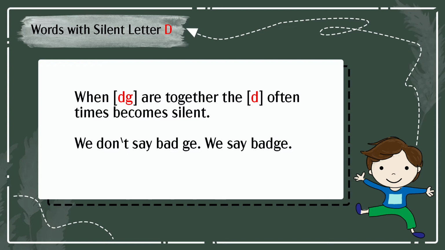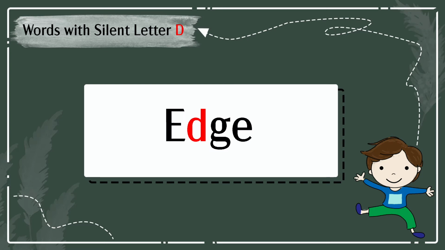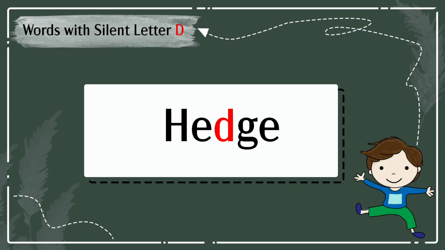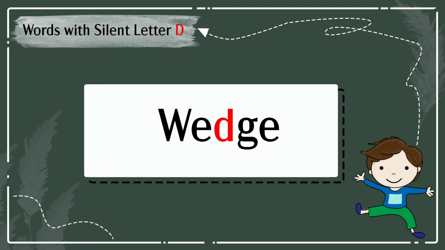Here are some words with silent letter D. When D and G are together, the D oftentimes becomes silent. We don't say badge with a D sound, we say badge. Badge. Edge. Hedge. Pledge. Wedge. Bridge.